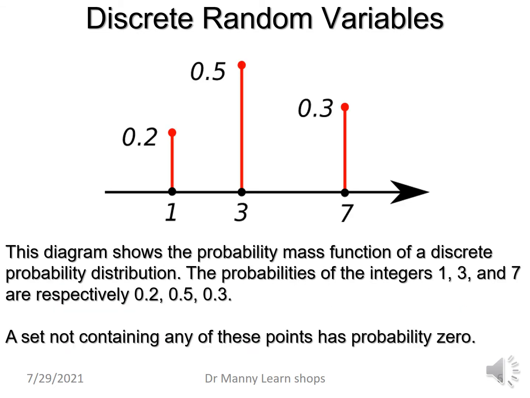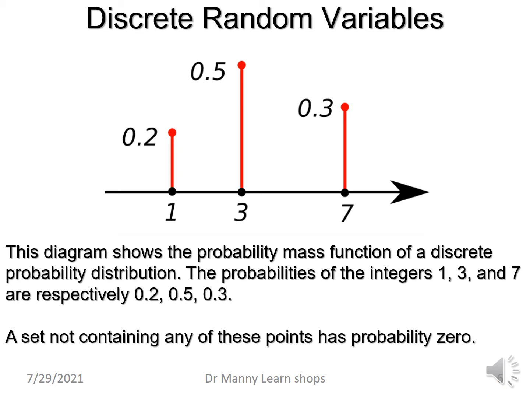In this diagram, it shows the probability mass function of a discrete probability distribution. The probabilities of the integers 1, 3 and 7 are respectively 0.2, 0.5, 0.3. A set not containing any of these points has a probability of 0.